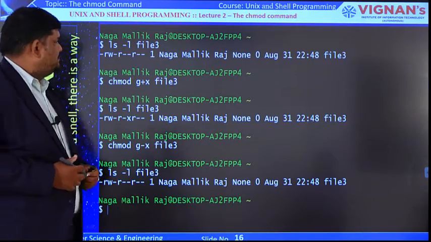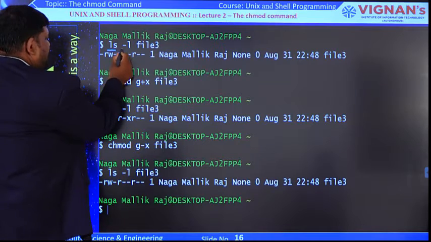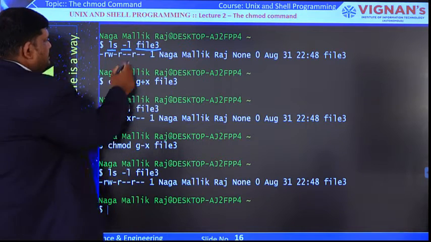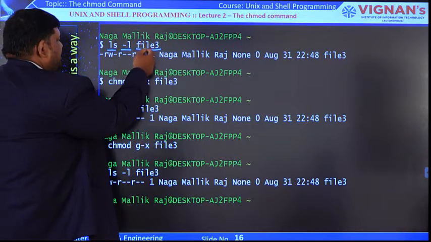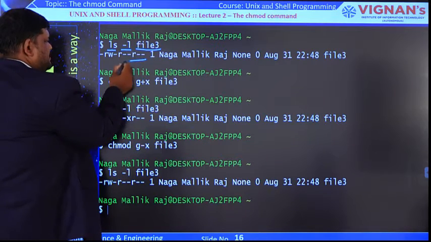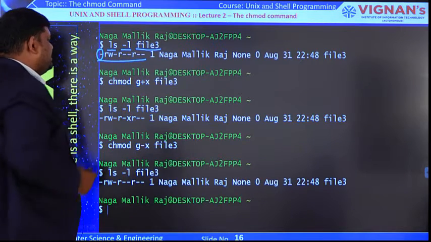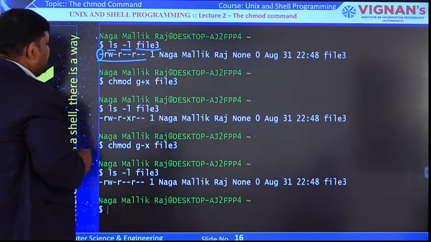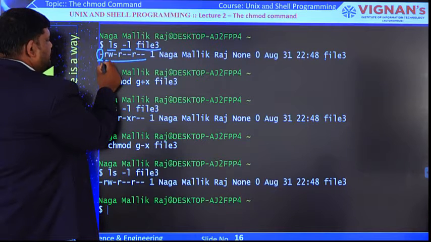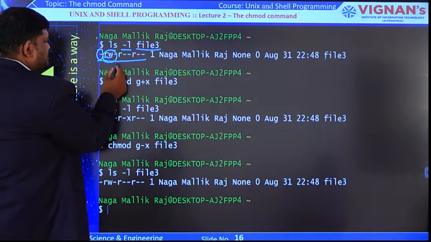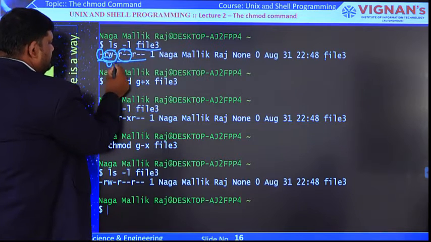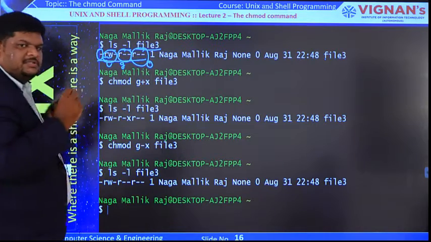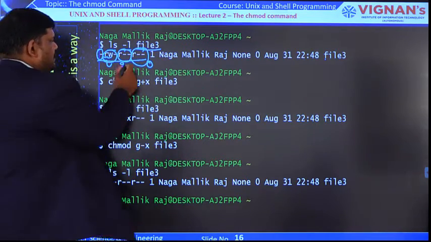So let us consider this example. ls command, option L, long listing, file 3, the file name. Long listing means the entire information of that file 3 will come. So this is the permission set. We already know the first hyphen indicates a regular file, that means file 3 is an ordinary or regular file. Now coming to permissions: this is user, read is there, write is there. This is group, only read permission is there. For others, indicated with lowercase letter o, only read permission is there.